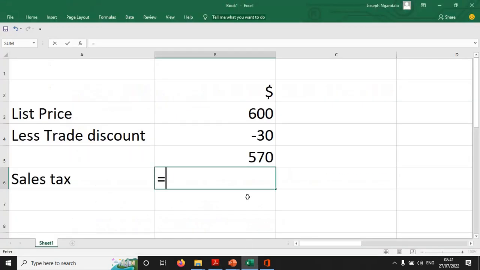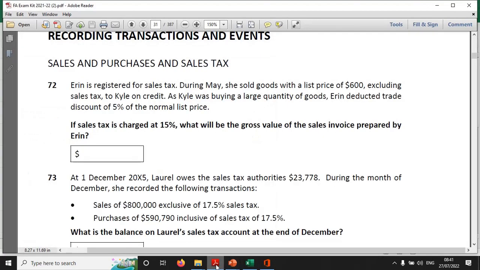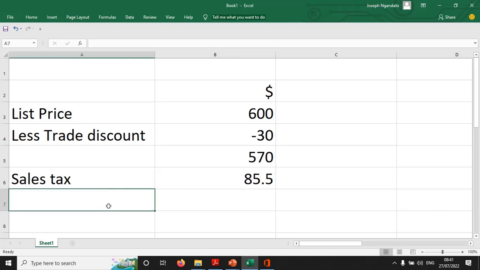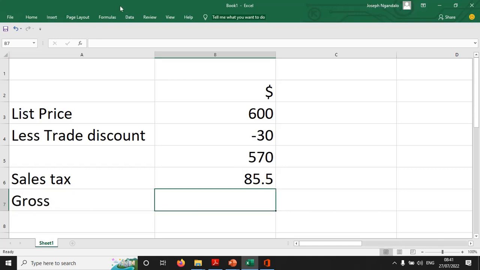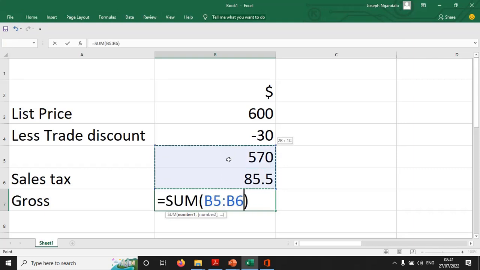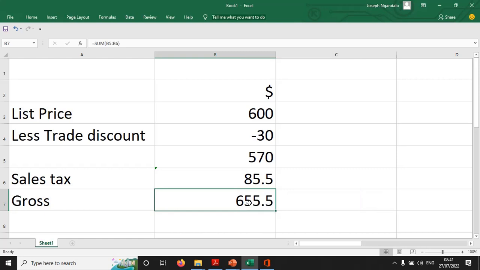Now I'm hearing some noise there. What is the rate of tax in this question? 15, right? So we say tax in this case will be 15%. It's supposed to be 0.15 of that number, right? How much are you getting? So when you add the two, what is the gross? Yes. That is the gross, right? Congratulations.